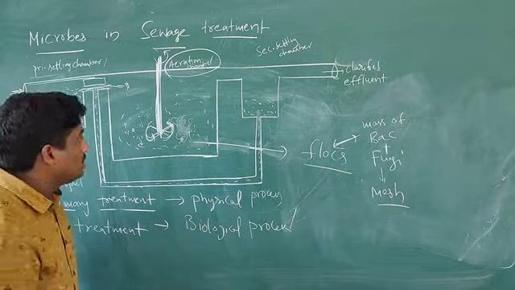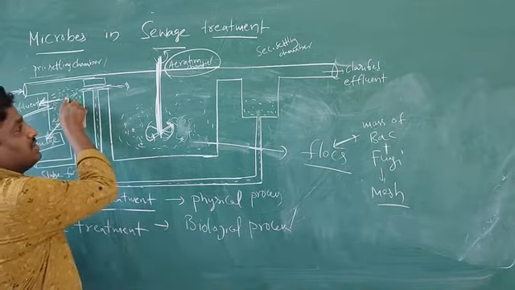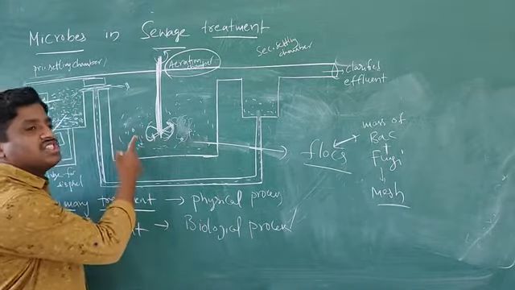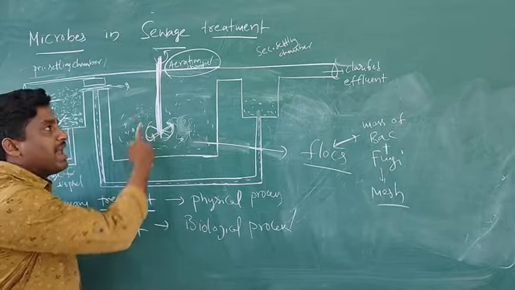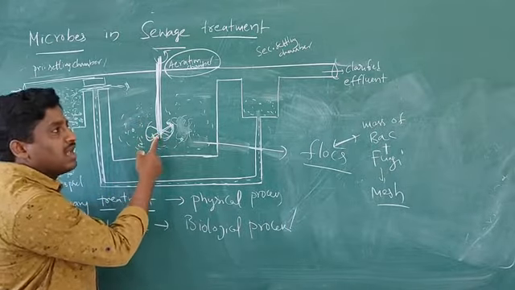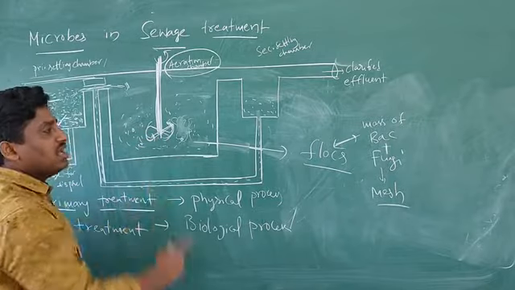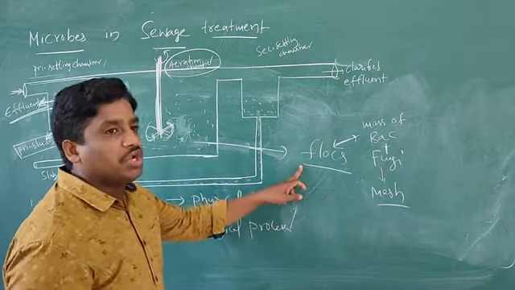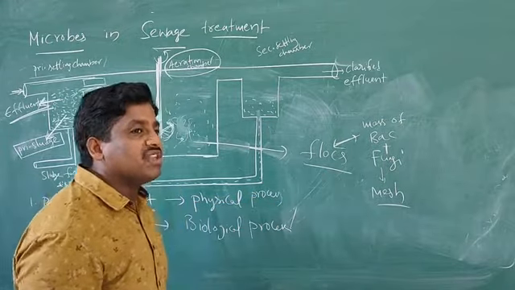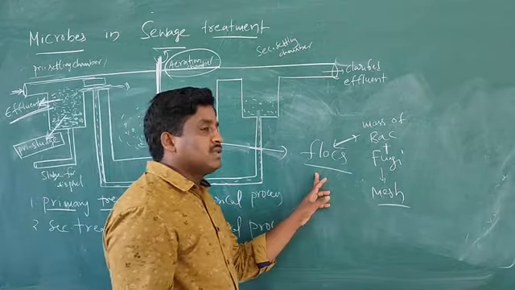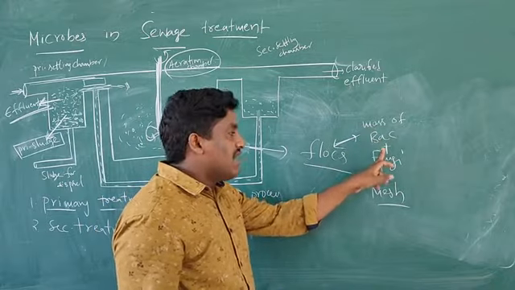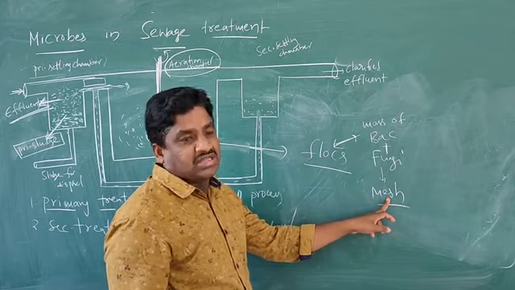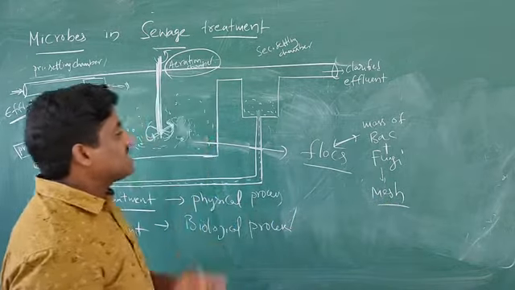Once again, the primary effluents are transferred into the large aeration tank, constantly agitated mechanically, and air is pumped into it. This allows the vigorous growth of aerobic microbes into flocs. What is meant by flocs? Flocs means a mass of bacteria and also fungi forming mesh-like structures.